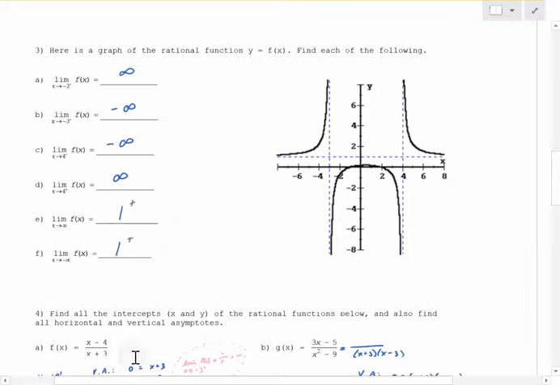Another one. So on the top, what it's asking for is, what happens as x goes towards -3 from the left? I think it's a minus sign on the first one. Can you see? From the left. So where does x equal -3?